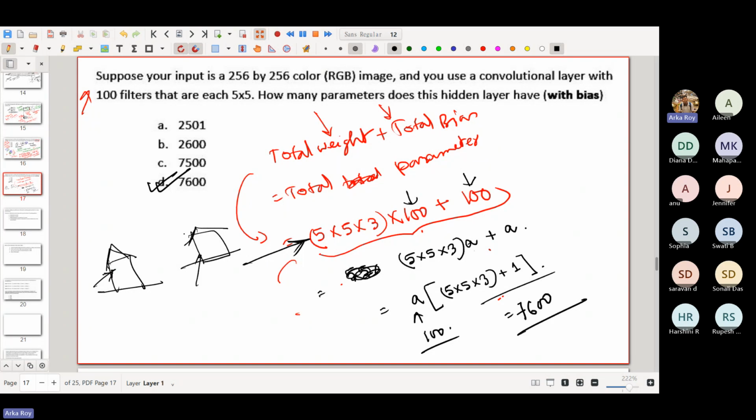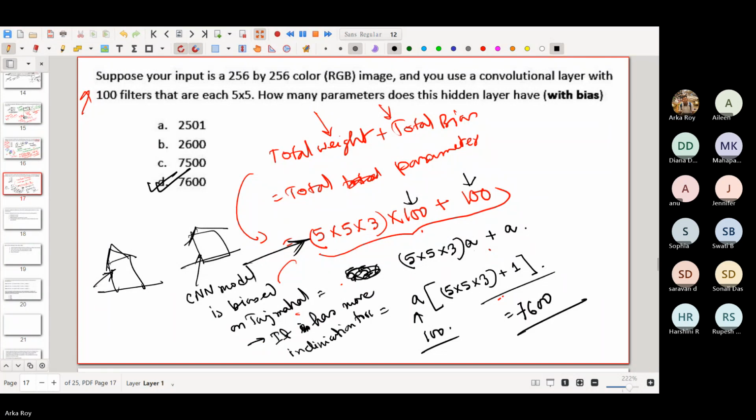So for this particular inference, you can say that a CNN model is biased on Taj Mahal, which means it has more inclination towards Taj Mahal. That means this is not the bias of the mathematical term. This bias means, for example, I am biased to someone. It is something like that.